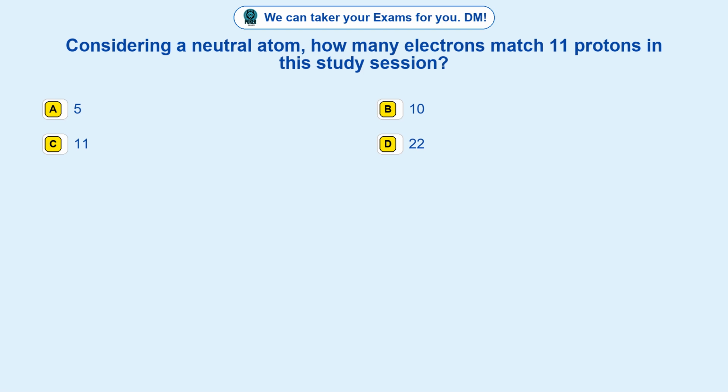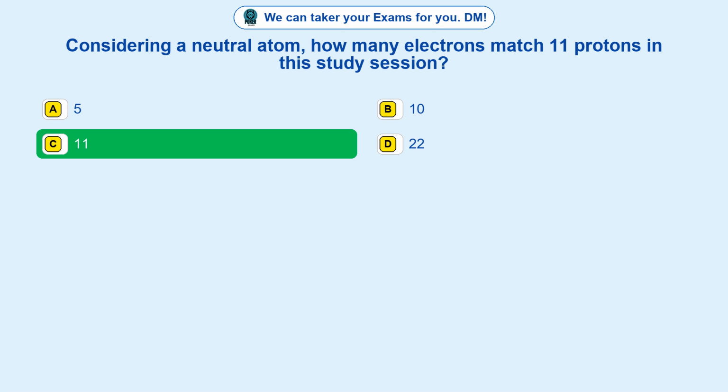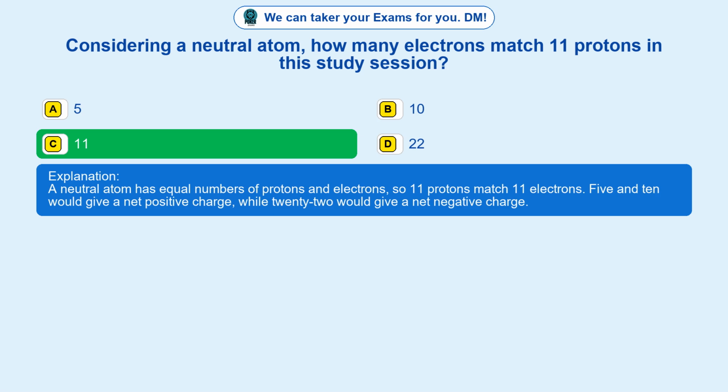Question 32. Considering a neutral atom, how many electrons match 11 protons in this study session? Option A, 5. Option B, 10. Option C, 11. Option D, 22. The correct answer is option C, 11. A neutral atom has equal numbers of protons and electrons, so 11 protons match 11 electrons. 5 and 10 would give a net positive charge, while 22 would give a net negative charge.